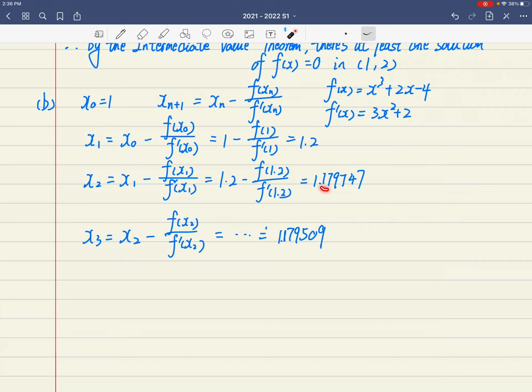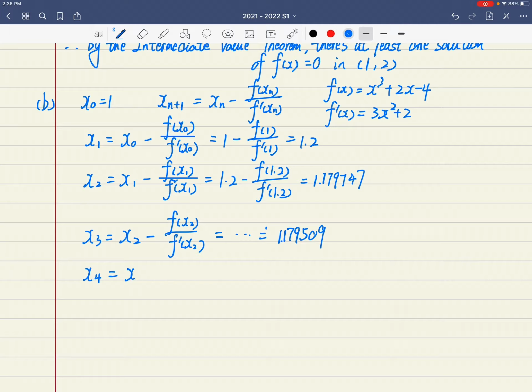So are they the same? They are very similar now. You can see the first 3 decimal places are the same, but the 4th decimal places are different. Here it's 7, here it's 5. So it still doesn't meet our requirement. So we have to keep doing the update.